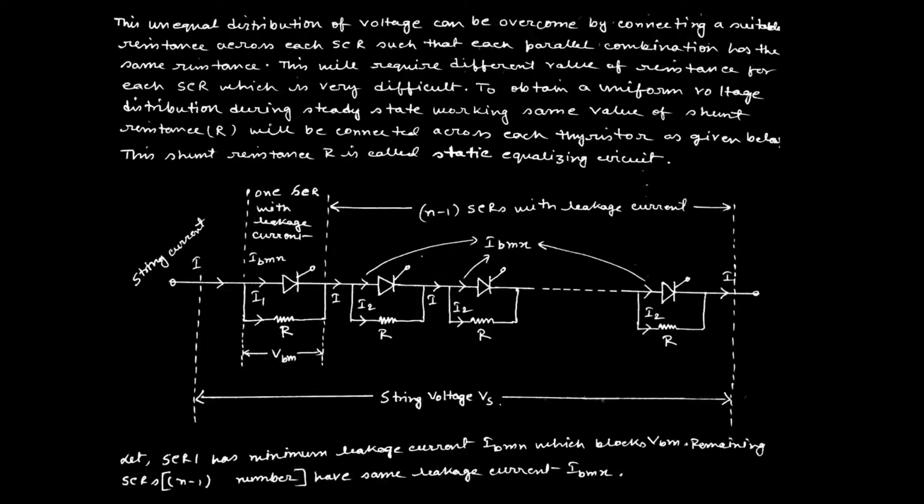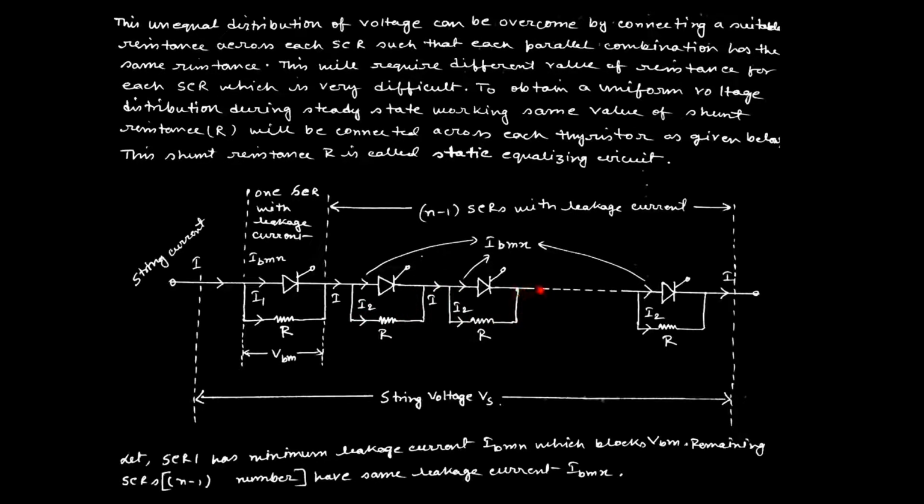Anyways, if we consider the string current is I, that means I1 starts flowing across R and the IBMN, the leakage current, is flowing across the first SCR. If this leakage current is permitted by the first SCR, that should be permitted for the second one. That is why the same amount of leakage current, that means the string current I, is flowing across the second, next and onward. That means we assume in the case of the next parallel combination, the current I2 is flowing across R.